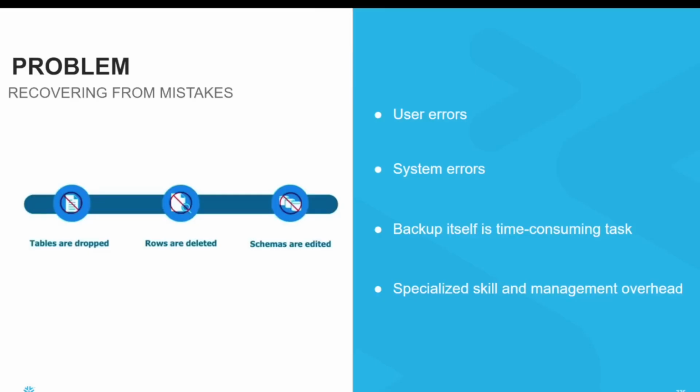As we are working with the data, there will always be a problem where somebody did something by mistake, which is not supposed to happen. Somebody has dropped a table, or some rows are deleted, or schema has been edited in your database, right? It could be a user error where somebody working with the data mistakenly deletes the rows or the tables from your database, or it could be a system error where your entire infrastructure is down, or by mistake all the components you have in that infrastructure have been wiped out.